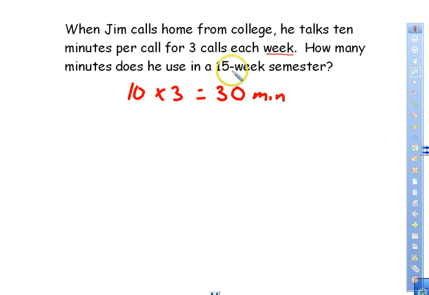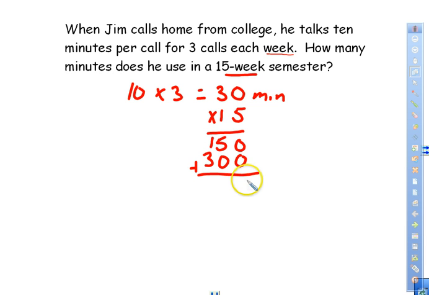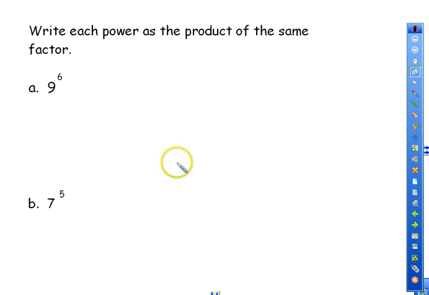How many minutes does he use in a 15-week semester? Well, it's 15 weeks, so we're going to have to multiply this number by 15. And we get 0, 15, add a 0 for place value, 0, 1 times 3 is 3. Add this together, 0, 5, 4. So he's going to talk 450 minutes. Okay. Again, if you're uncertain of some of these questions and how we got the correct answer, please make note of that and we'll discuss it in class in the next day or two before you take the test.